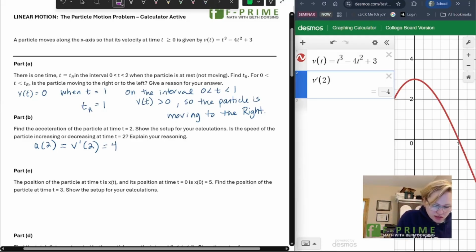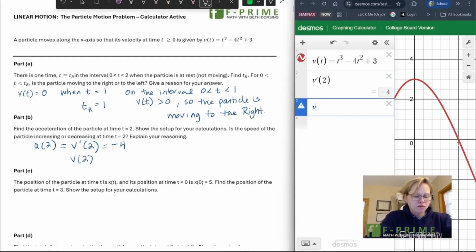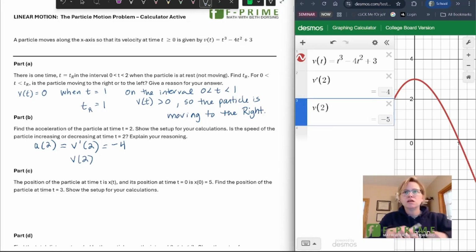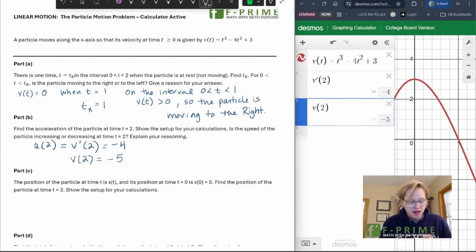Now, the next thing it wants me to know is the speed increasing or decreasing? In other words, am I getting faster or slower? So in order to know that answer, I also need the velocity at time 2. And again, super easy to find it in Desmos. V of 2 is -5. So now I have a velocity of -5, and I have an acceleration of -4. And so whenever I have a velocity and an acceleration that have the same sign, this means that my particle is getting faster.